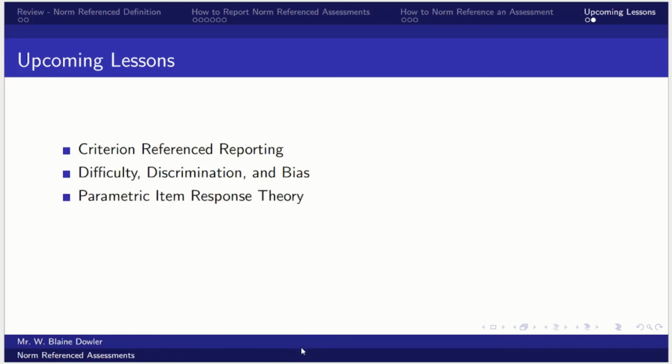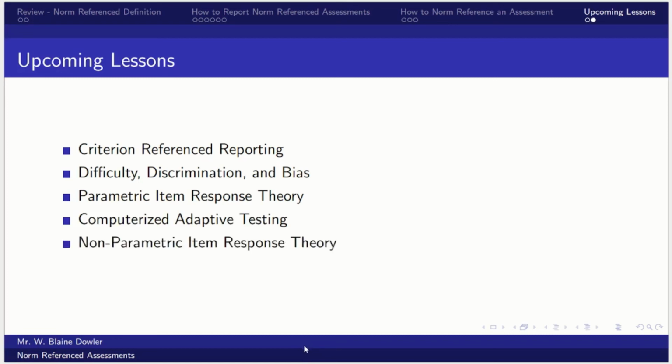We will then take a look at parametric item response theory, which adds a whole layer of sophistication onto these. That parametric item response theory is the basis of computerized adaptive testing. And then finally, we'll take a look at non-parametric item response theory. And that will wrap up all 9 parts in this 9-part course.